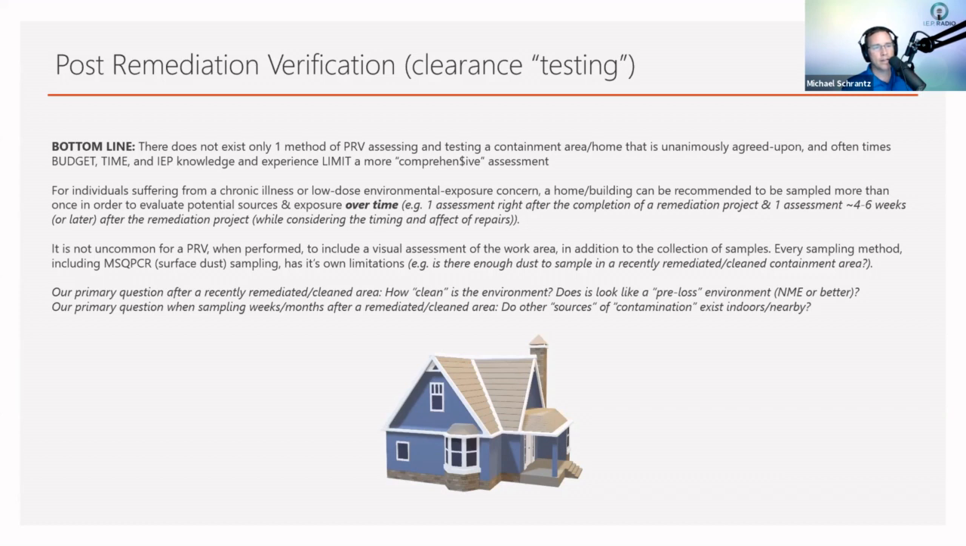And that's just a note that it's not uncommon for a PRV, when performed, to include a visual assessment of the work area in addition to the collection of samples. What I mean to say on that point is that I said it in the very beginning, but when we look at samples and we interpret them, we don't just look at the number and then have tunnel vision. Sometimes how we interpret that number, which is why there's no black and white one method of what's a pass and what's a fail. Yeah, it depends on what we know about the environment.